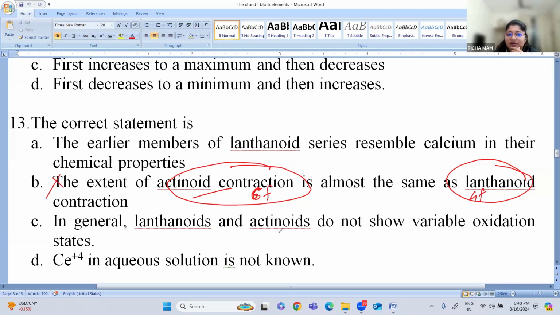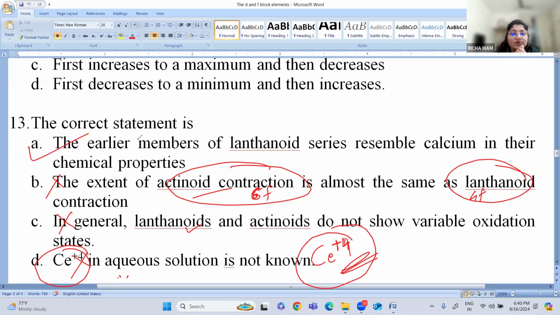Then, lanthanoids and actinoids do not show variable oxidation state. But they do show variable oxidation state. So this is also a wrong statement. And cerium plus 4 in aqueous solution is not known. Cerium is stable in the plus 4 state. It is the most common oxidation state of cerium. It is known, so this is also a wrong statement. The most commonly formed oxidation state of cerium is plus 4. So these three are the wrong statements.